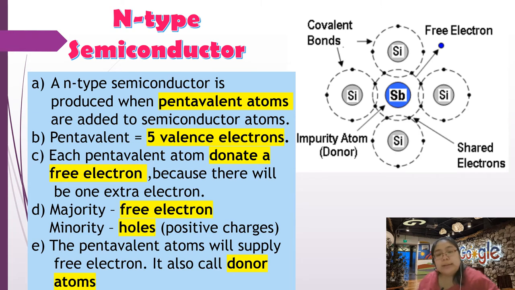So this one is an impurity you add. This one is arsenic. So you can find it: arsenic has one extra free electron. So this free electron is donated to anyone that needs the electron. So this one is an n-type semiconductor.